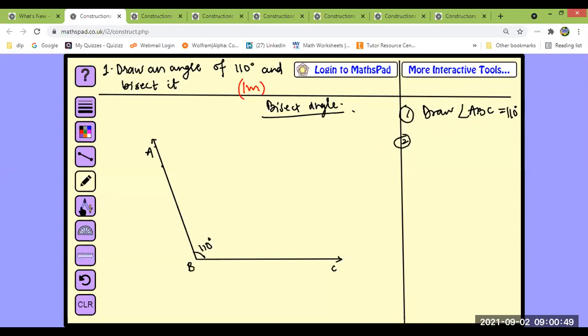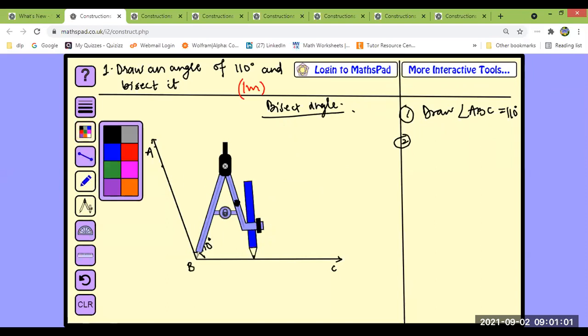Okay, now step 2, with the help of a compass, we have to take some length. Okay, now it can be any length, okay, some length, but we have to keep the distance same. Okay, so keeping the distance same, you have to draw two arcs, one on each arm of the angle. BC and AB are the arms. So take some distance and we have to draw two arcs on each arm.